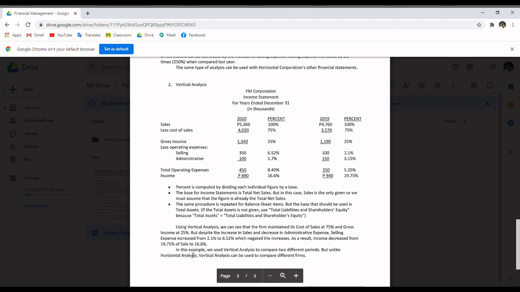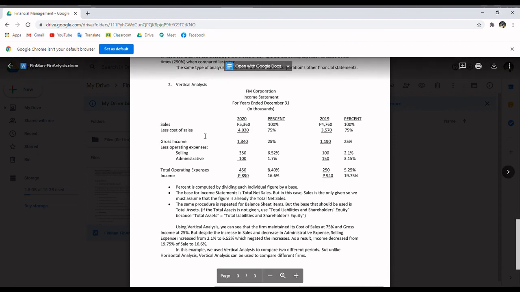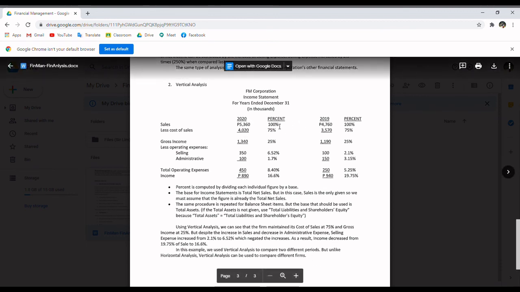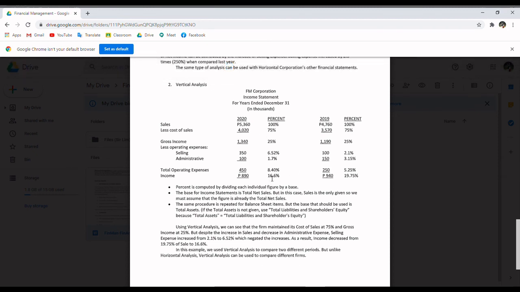So, in this example, we use vertical analysis to compare two different periods. But unlike horizontal analysis, vertical analysis can be used to compare different firms because regardless of the amount of the sales, cost of sales, or income of a firm, it will be converted in terms of percentage. So it can be easily compared even if we're comparing a small company to a large company.